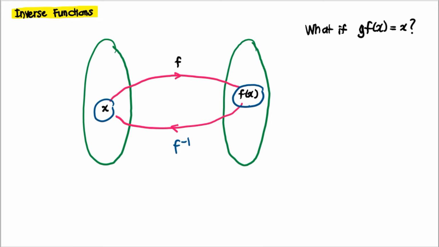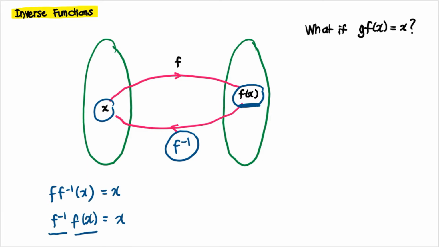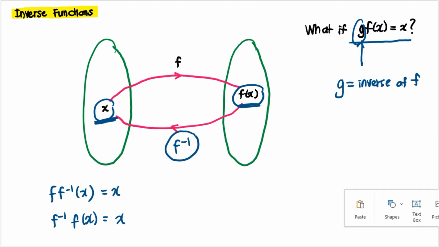Now you can say that f of f inverse of x is actually x, or f inverse of f of x is actually x, because f inverse of f(x), where this is f(x), gives you the x here. What if you have g of f(x) equal to x? When you have this, you know that g is actually the inverse of f, because it satisfies this rule.